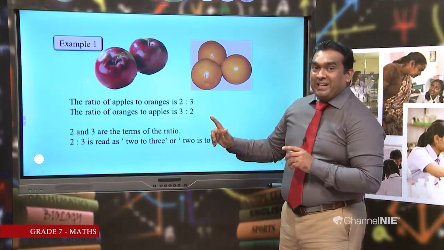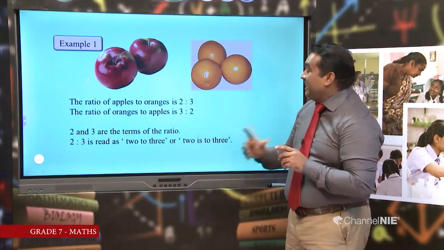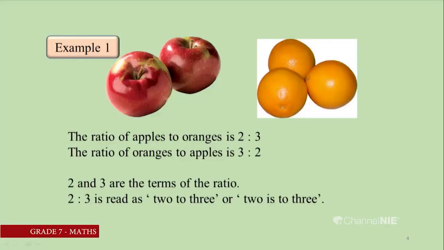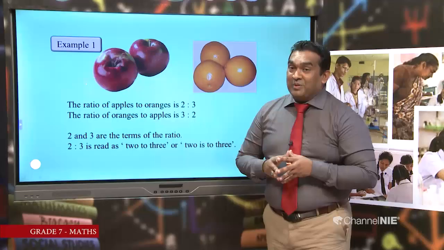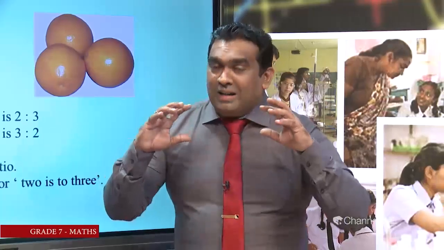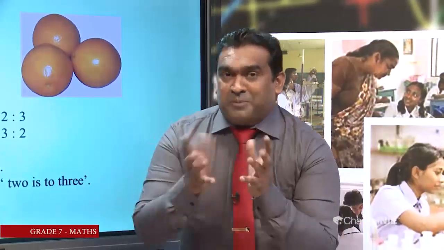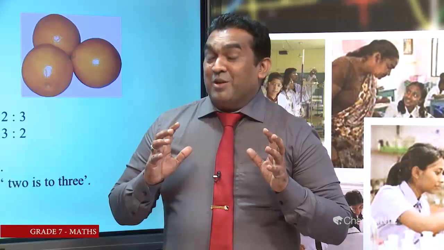2:3 is read as 2 to 3 or 2 is to 3. Numerical form is converted into word form, and word form is converted into numerical form. You have to develop that skill. What are the important concepts in this lesson? We'll see.